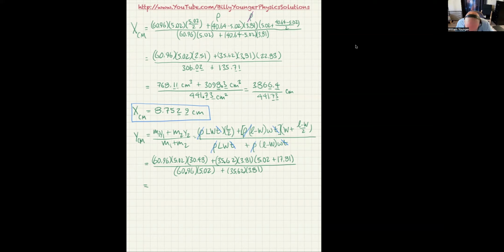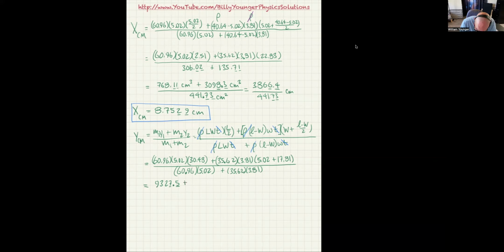60.96 times 5.02 times 30.48 gives me 9,327.5. Now, in this case, that was 3 sig figs times 4 sig figs times 4 sig figs. So those last two are not significant. That means it's only good to the tens place.